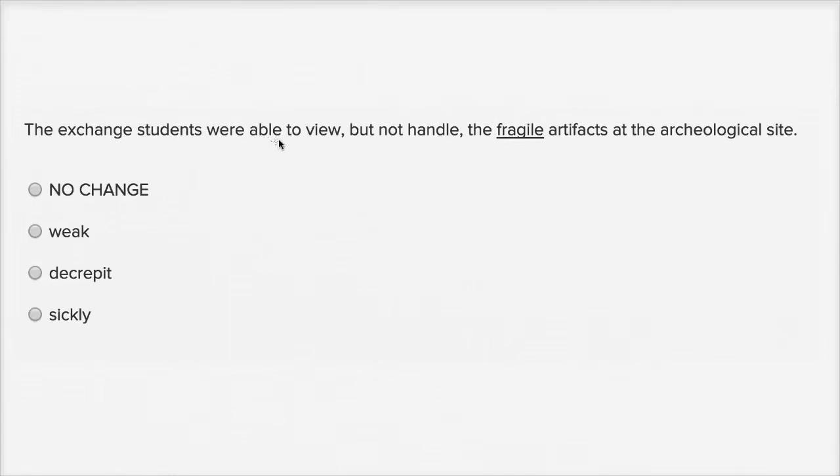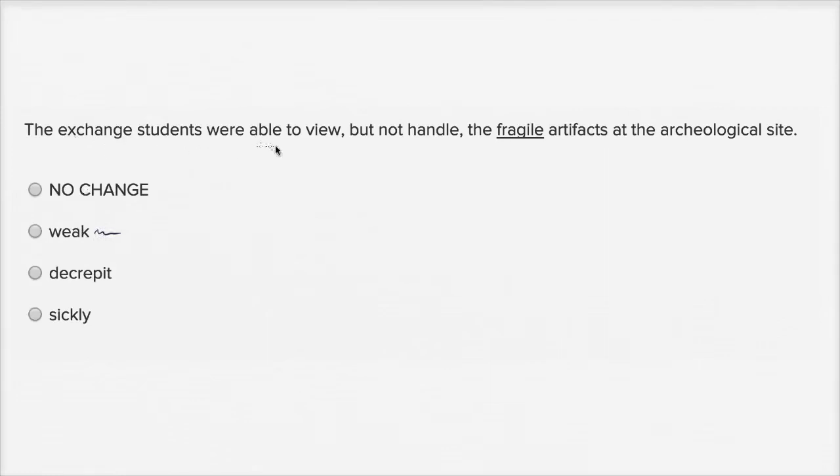The exchange students were able to view but not handle the fragile artifacts at the archaeological site. So I actually like fragile there, but let's see how the other words fit in. Weak. So weak, if you're talking about a thing being weak, it means that it wouldn't be able to support a lot of weight maybe, or it might fail under pressure somehow. So it is close to fragile.